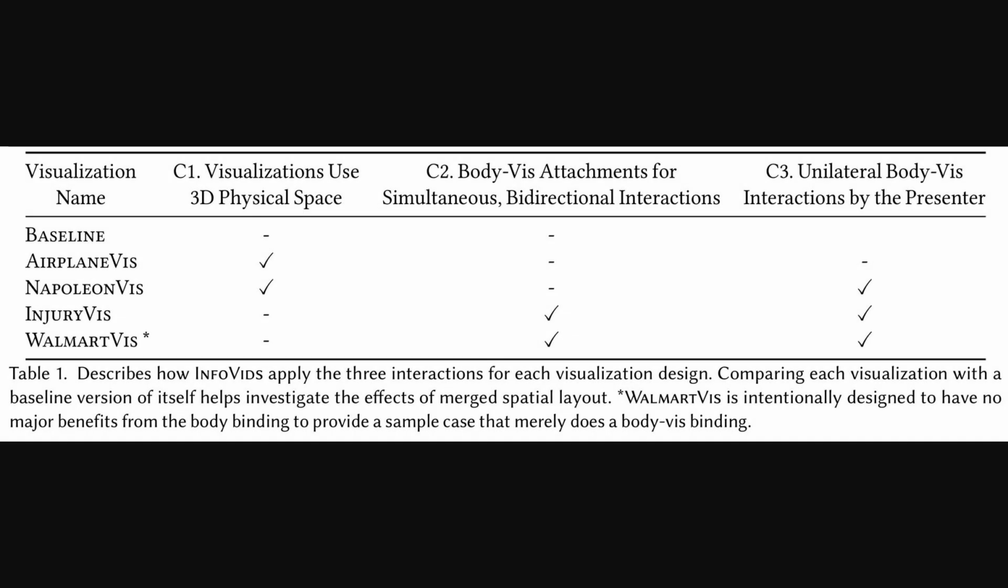Okay, so this table then lays out the different InfoVid designs they tested, like Airplane Viz and Napoleon Viz, alongside a baseline, which is the traditional setup with none of these special interactions. For each InfoVid, the table shows which of 3 key conditions were applied. C1, using 3D physical space. C2, body visualization attachments allowing for two-way or bidirectional interactions, where presenter and visuals influence each other. And C3, one-way or unilateral body visualization interactions, where the presenter mainly controls the visuals. This structured comparison helps them pinpoint what makes InfoVids engaging.